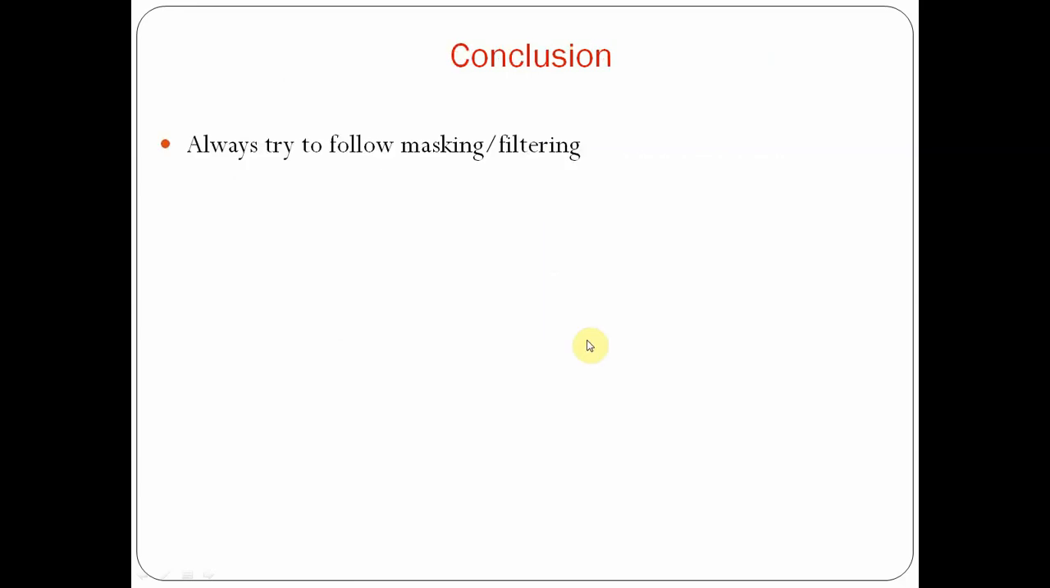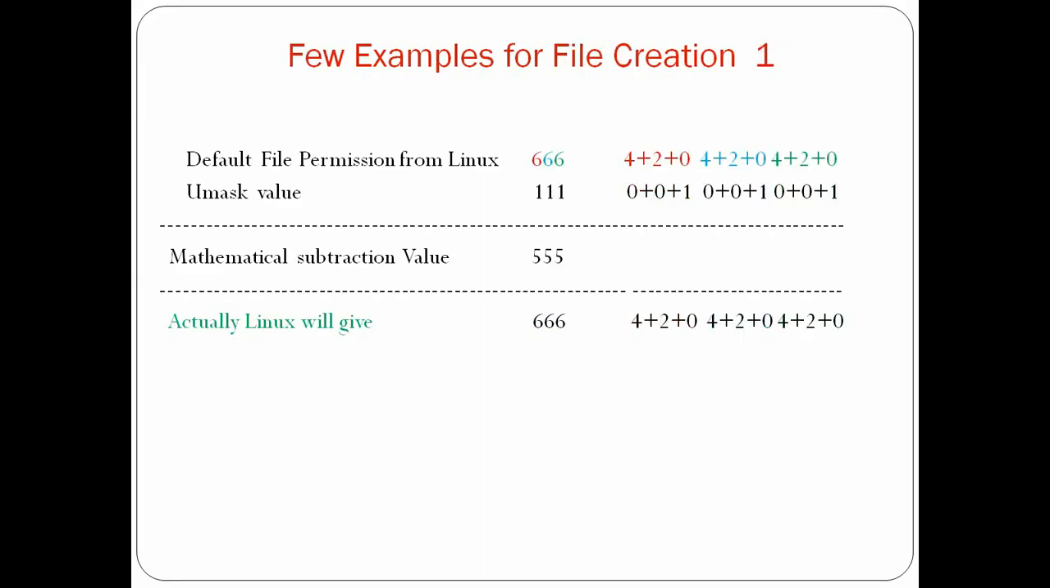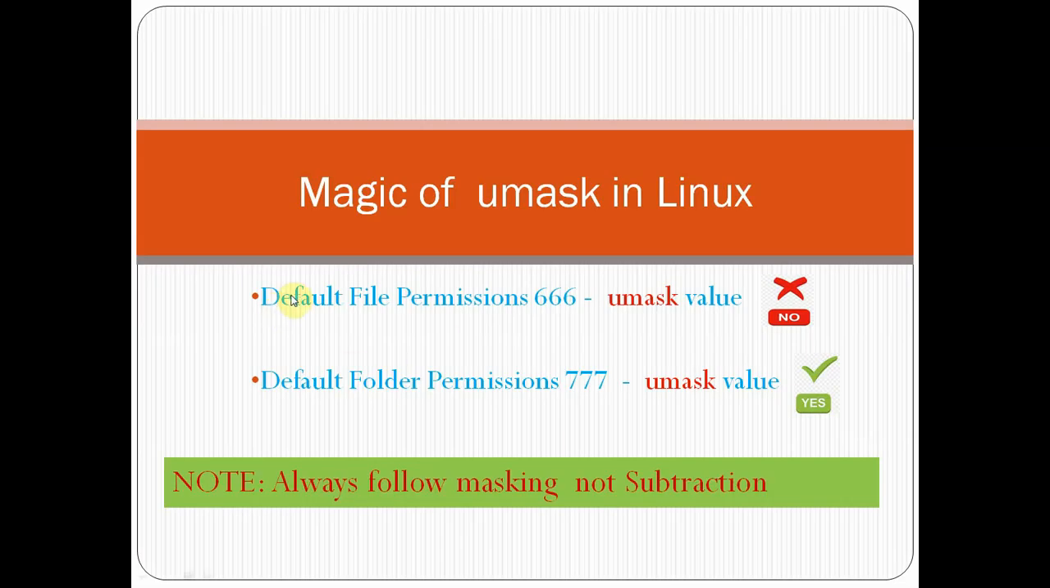So the conclusion is always try to follow masking. Don't try to judge based on what I initially showed in the slide. Most of the people will assume that default file permissions are 666 minus your umask value. No, it won't work every time. It will work only with the default umask value. Whenever a user wants to try some other umask value, you may get wrong results. So try to understand how masking will apply, meaning which weights we are filtering from the default permission weights.